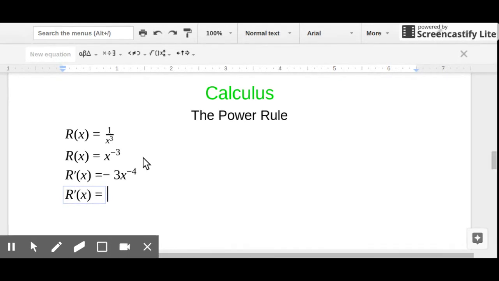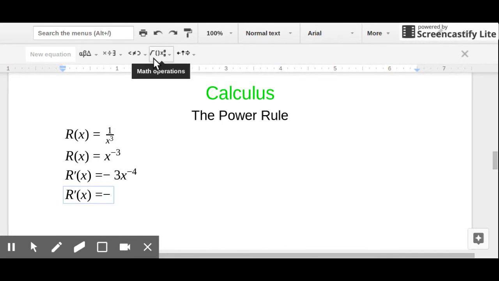And what that means is we'll have to take that back down into the denominator. So we're going to say negative, we'll bring the negative out front, leaving the 3 in the numerator, over x raised to the 4th power. Okay.